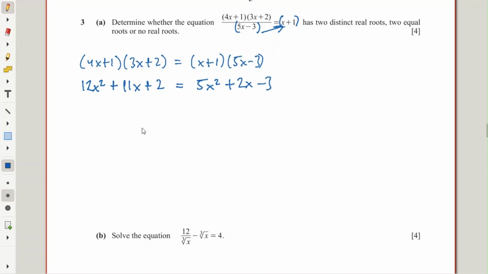Now I try to form a quadratic, right? So here 12, when this one comes here, the 5, you subtract 12 minus 5, you get 7x squared. 11 minus this, you get 9x. Then 2 minus -3, or when it comes, it becomes plus. So 2 plus 3, that'll be 5.